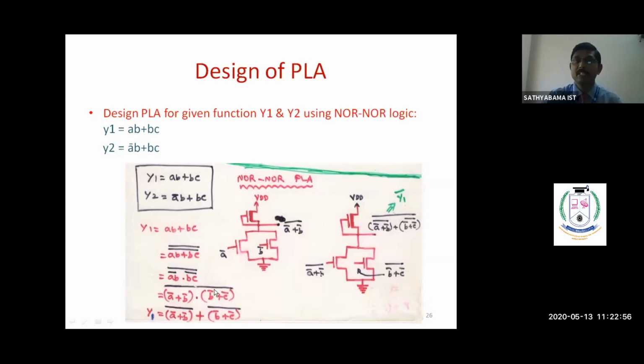Again, we have to apply De Morgan's law. We break this line and change this sign. So we get A bar plus B bar the whole bar plus B bar plus C bar the whole bar. Now you can take this as P and this as Q. So P plus Q the whole bar is nothing but a NOR function.